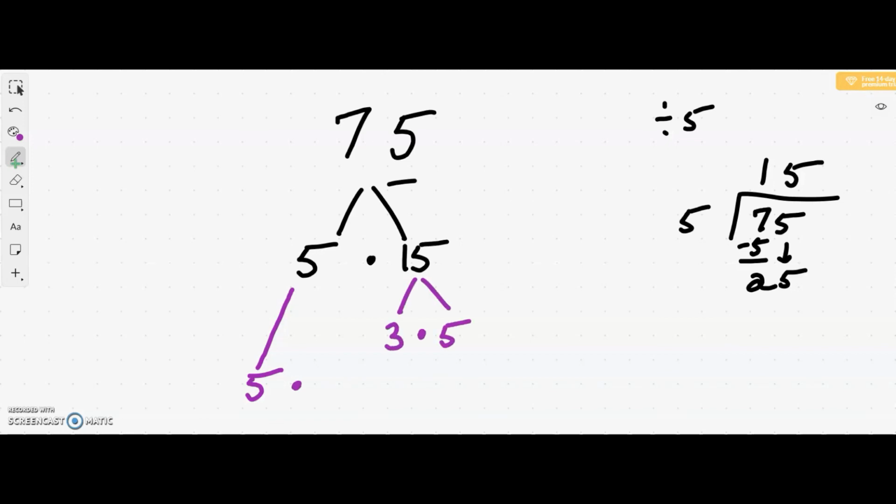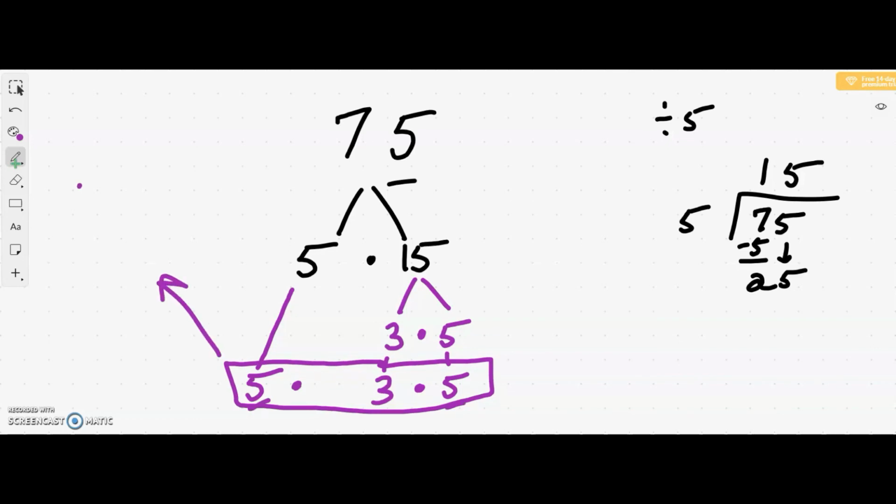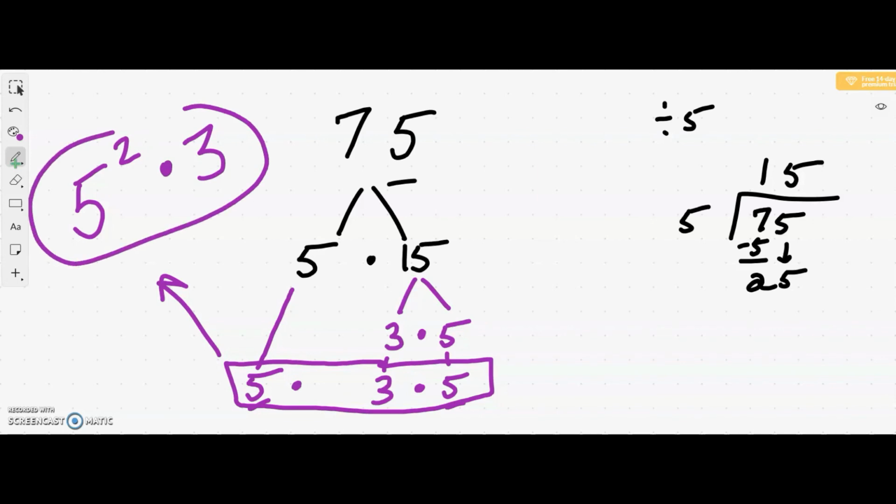3 times 5. And now I know 3 is prime, that's part of my answer. I know 5 is prime. So I just swing them down. This is what I'm left with. And now I have to write it in exponent form. If you notice, I have a 5 and a 5. So my final answer is 5 to the second power times 3. And if you redid this problem mathematically, it would end up back at 75. And that's prime factorization.